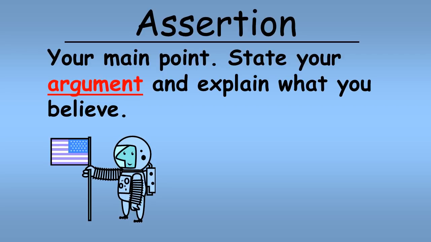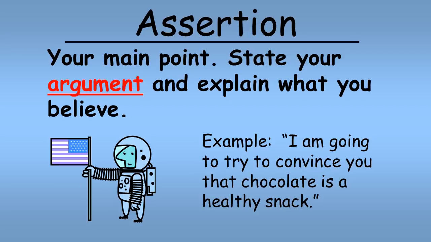An example of an assertion or claim might be something like, I'm going to try to convince you that chocolate is a healthy snack. This is what the writer believes, and though you may or may not agree with him or her, it's what the writer is going to try to persuade you about. Everything from this point in the essay should be about how chocolate is a healthy snack.